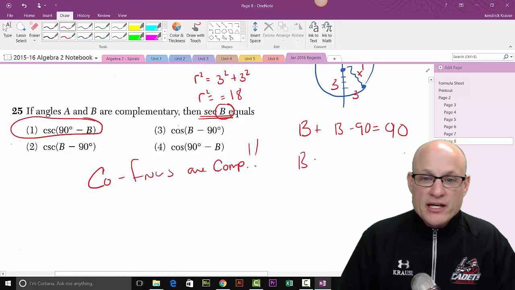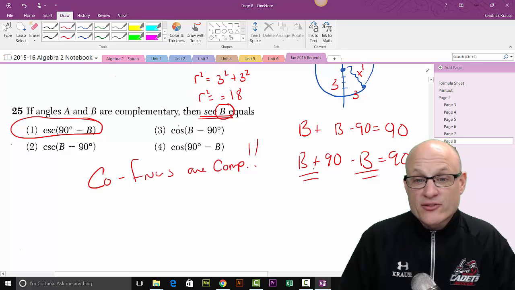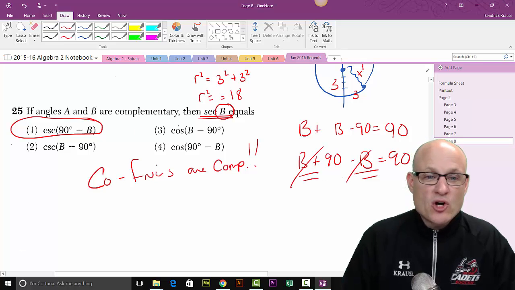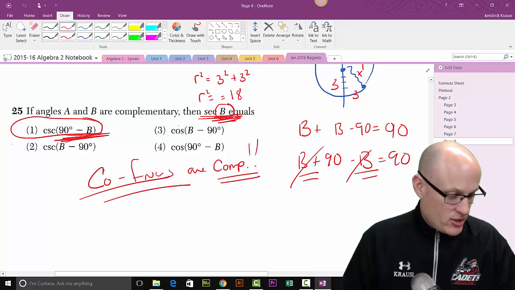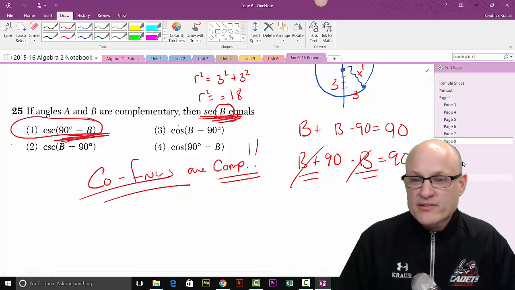If I take B and I add 90 minus B, do those add up to 90 degrees? And the B's, you'll notice, cancel. So I end up with 90 equals 90. So cofunctions are complementary, which means their angles have to add up to 90 degrees. And their cofunctions are equal as well. All right, that's the answer to that question.